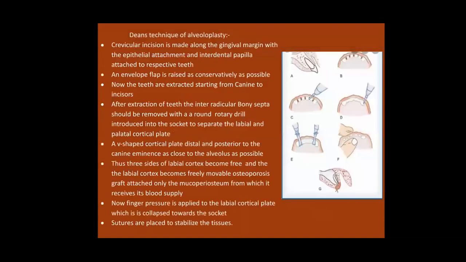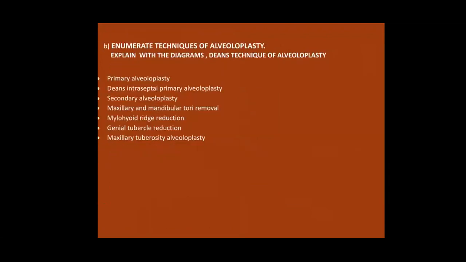Second question is, enumerate the techniques of alveoloplasty. Explain with diagram the Dean's alveoloplasty technique. So the enumeration of the techniques: primary alveoloplasty, Dean's intraseptal primary alveoloplasty, secondary alveoloplasty, maxillary and mandibular tori removal, mylohyoid ridge reduction, genial tubercle reduction, maxillary tuberosity alveoloplasty.